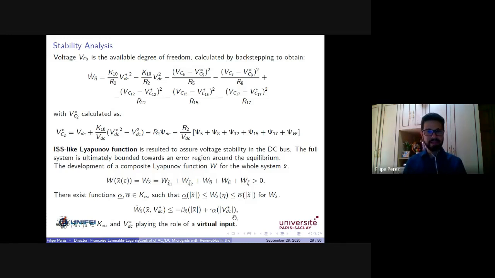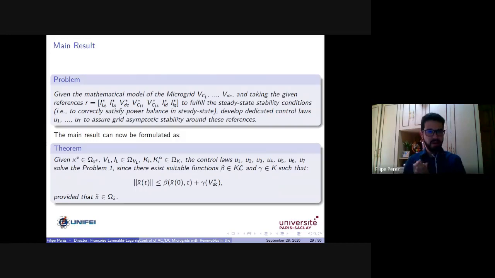So next, we may give our main result here. Given the problem, we have the mathematical model of the system, which is the nonlinear model of the microgrid, and considering the reference provided from the secondary controller, we can correctly satisfy the power balancing in steady state, and we need to develop the control laws such that we can assure the asymptotic stability of the grid.